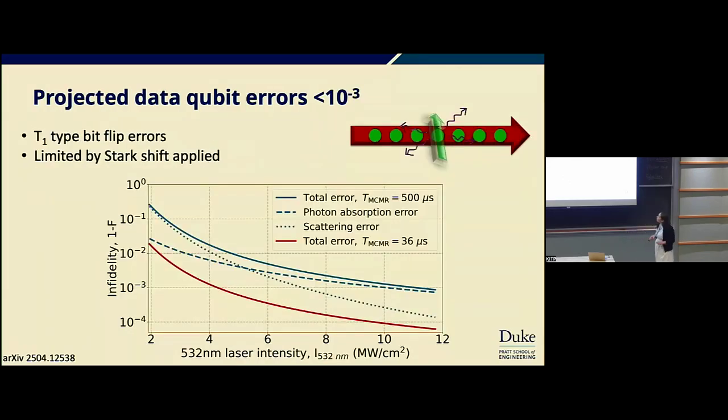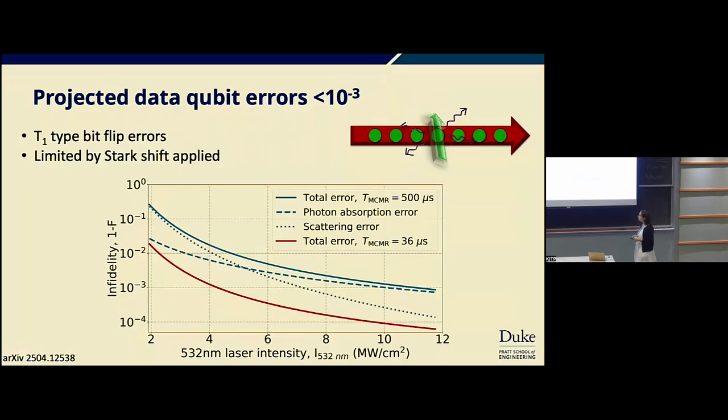Okay. And then we also project our bit flip type errors. This is going to be limited by how much Stark shift you can apply, how far away you can shift these operations from the neighbors such that they really don't see what's going on. This plot shows the predicted infidelity as a function of the laser intensity. On this plot, about 6 megawatts per centimeter squared gets us about 150 megahertz Stark shift, which has been achieved before experimentally in barium. We can project that with an improvement in the mid-circuit measurement time, because this scales with the time that you have the lasers on, we can get below 10 to the minus 3 errors on the data qubit. The blue is a really conservative estimate, using about the 2 qubit gate time, and the red is projecting to what we think is a reasonable readout time for barium compared to state-of-the-art in ytterbium.